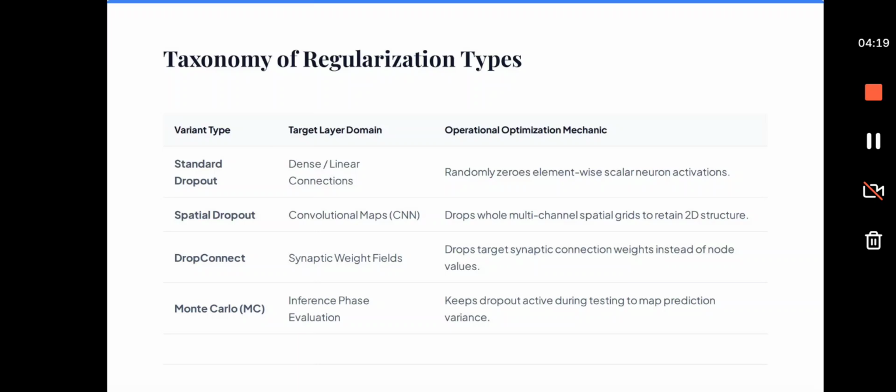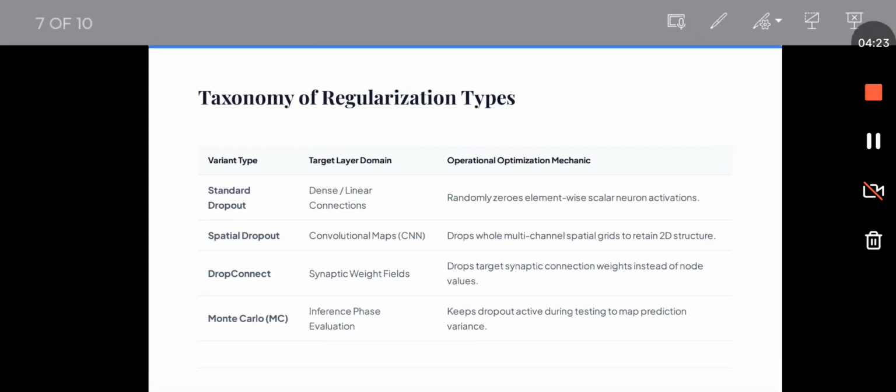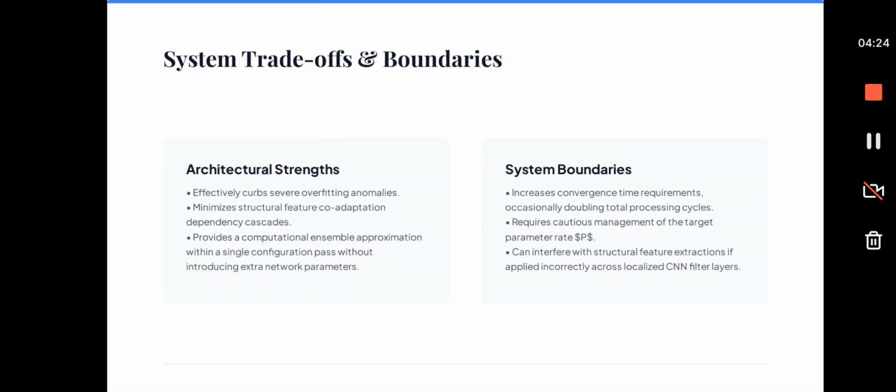Next, let us look at the dropout implementation using deep learning frameworks, and the advantages and limitations of dropout. Dropout provides several advantages. It reduces overfitting and minimizes feature co-adaptation. It also works like an ensemble learning method without increasing the network parameters.